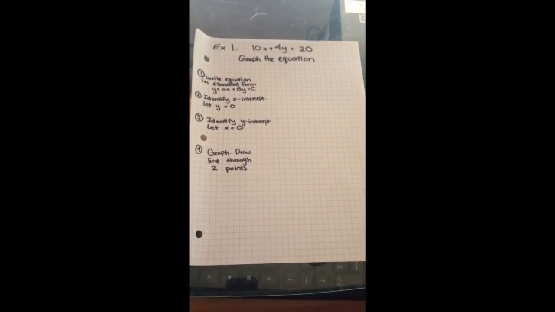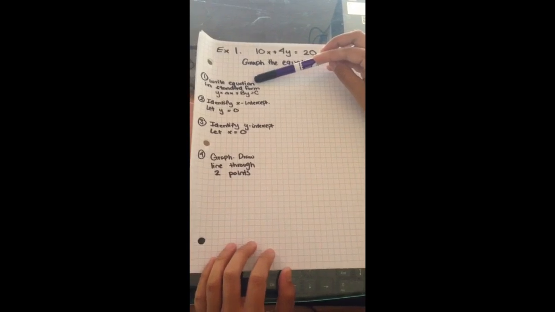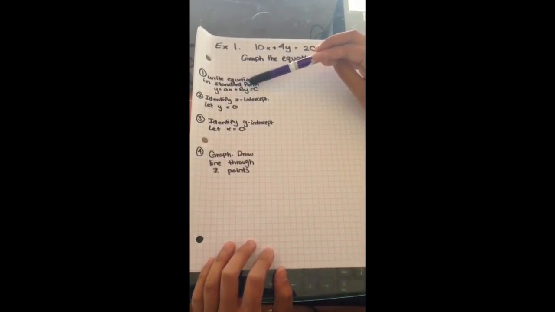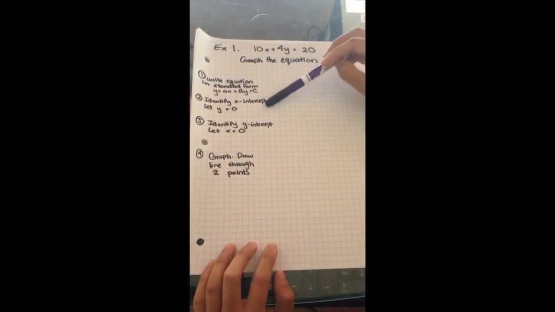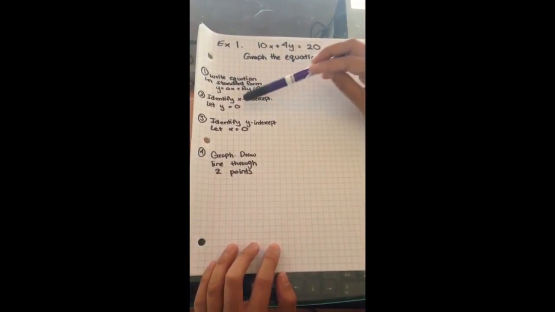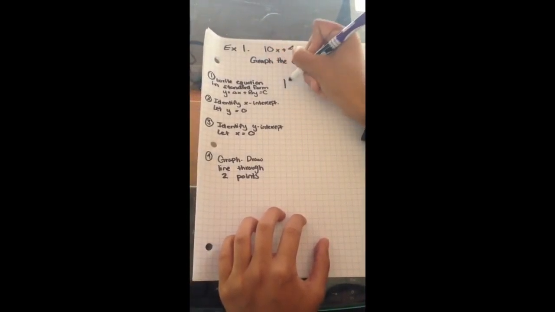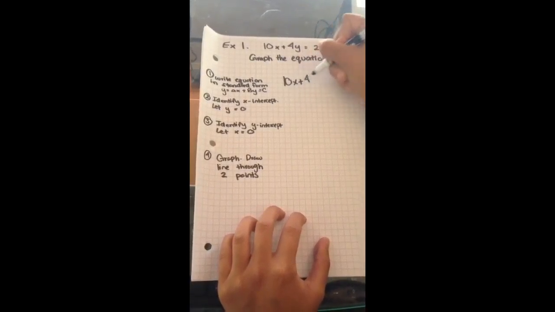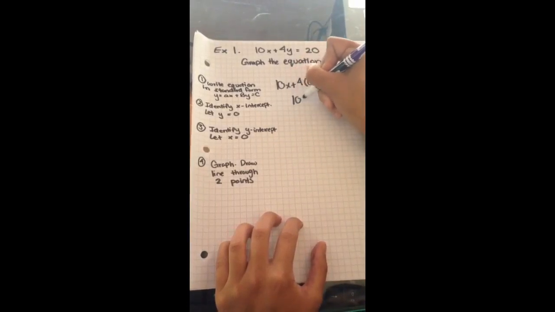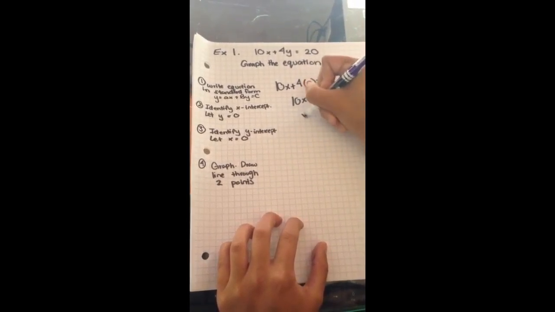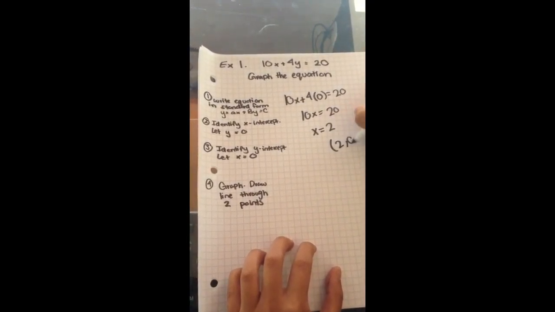Example 1, 10x plus 4y equals 20. Graph the equation. So our first step is to write the equation in standard form, ax plus by equals c. Luckily, our equation is already in standard form. So the second step, we have to identify the x-intercept. Let y equals 0. So we substitute y with 0. So it will be 10x plus 4 times 0 equals 20. And basically, it will be 10x equals 20. And x would be 2. So this is one of our points, (2, 0).